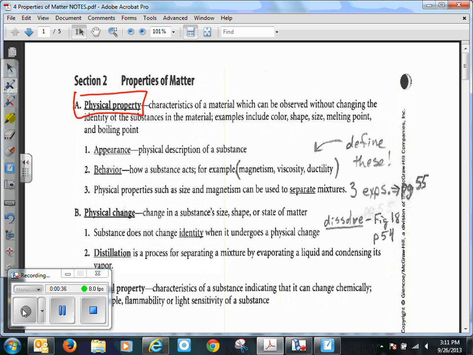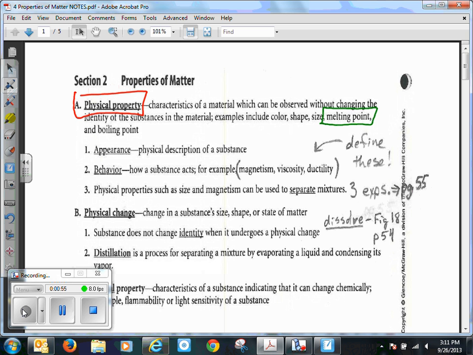So the color of your hair is a physical property. The color of your folder, the color of anything. Shape, how big something is. So you can have a small rock, a big rock. These are physical properties. Things that you might not think of, though, are things like melting points.